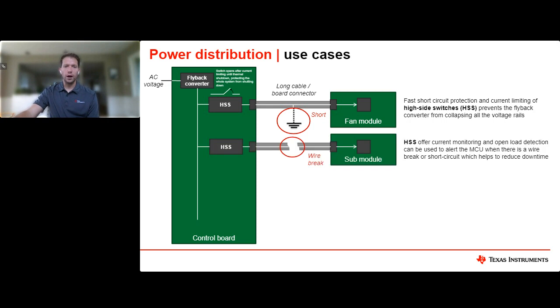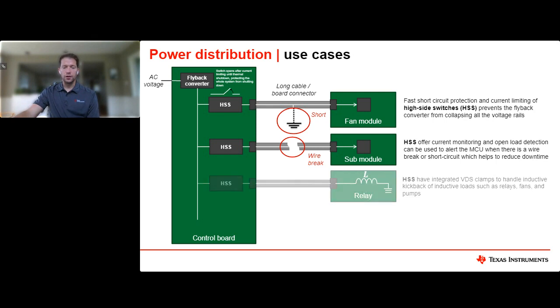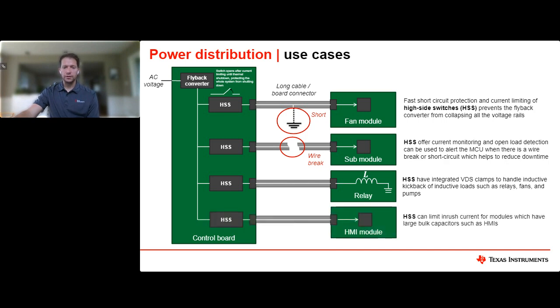Additionally, it can also do wire break detection. So the device, high side switches, can use its current monitoring to detect when there's a wire break and then alert the system that a wire break has occurred. It can also be used to drive inductive relays, these off-board loads through long cables. So our device can help to control the inductive kickback when driving inductive relays. And last but not least, it can also provide inrush current control. So if there's large capacitors, say for an HMI, the device can help to control the inrush as you start up that system.